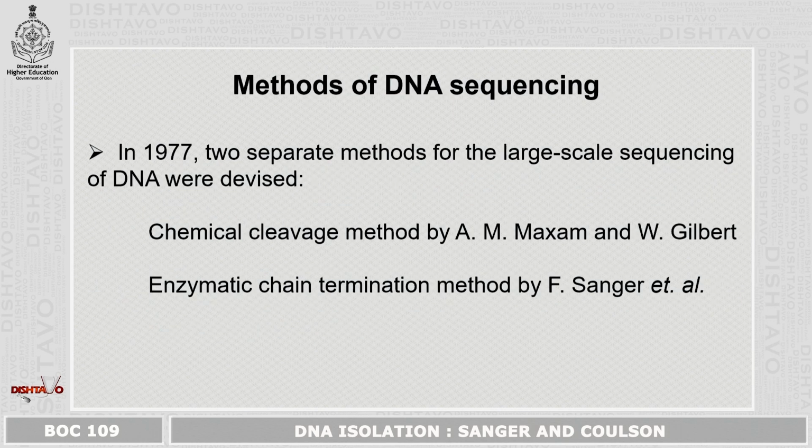Now, in the year 1977, students, there were two separate methods for large-scale sequencing, and these two were devised by separate scientists. The first method was the chemical cleavage method by Maxam and Gilbert, whereas the second method was an enzymatic chain termination method by Frederick Sanger.